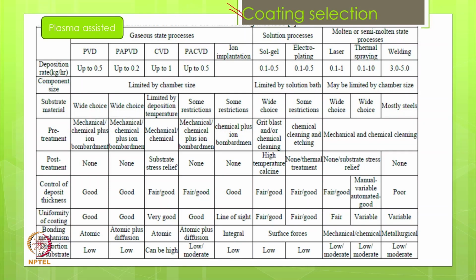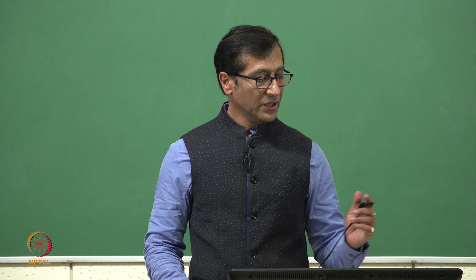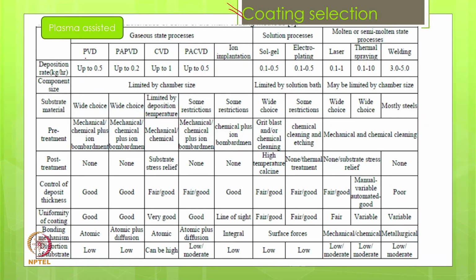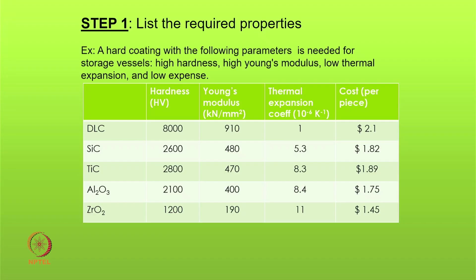Enormous literature and enormous data are available, and then we can choose PVD, PA-PVD, CVD, CPS, CVD, and implantation, and sol-gel, electroplating, laser. There are many techniques available, and also the properties. So we really require a good method to choose the right thing. So I have selected one example, as I mentioned here: we are saying we require a hard coating which has high hardness, high Young's modulus, low thermal conductivity.